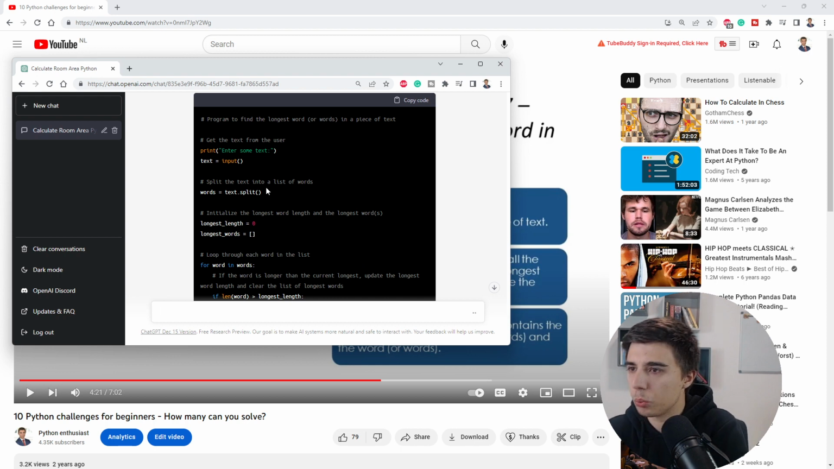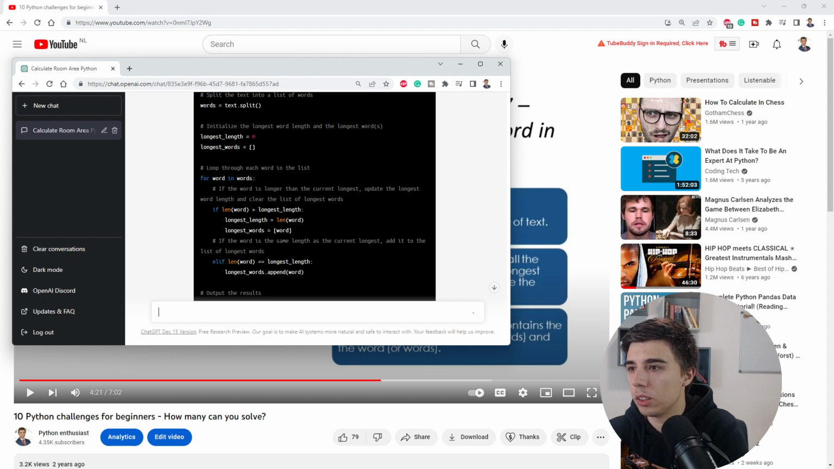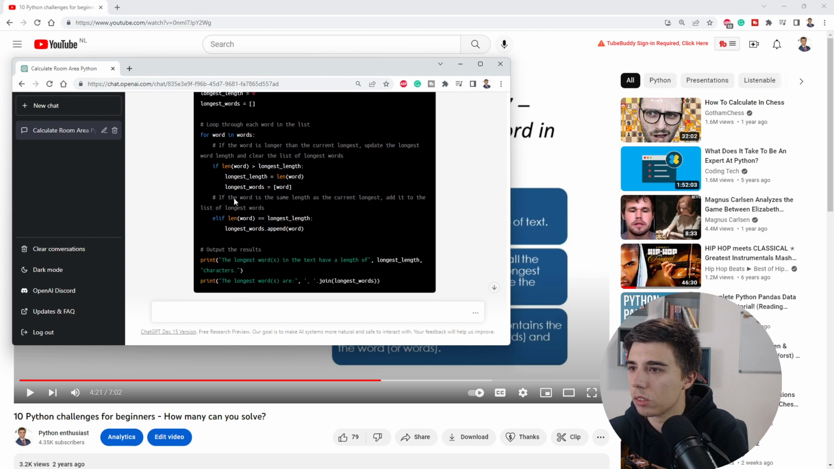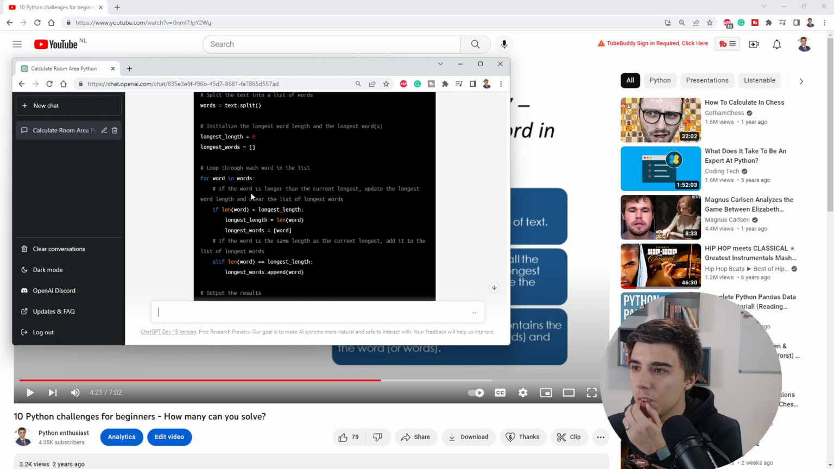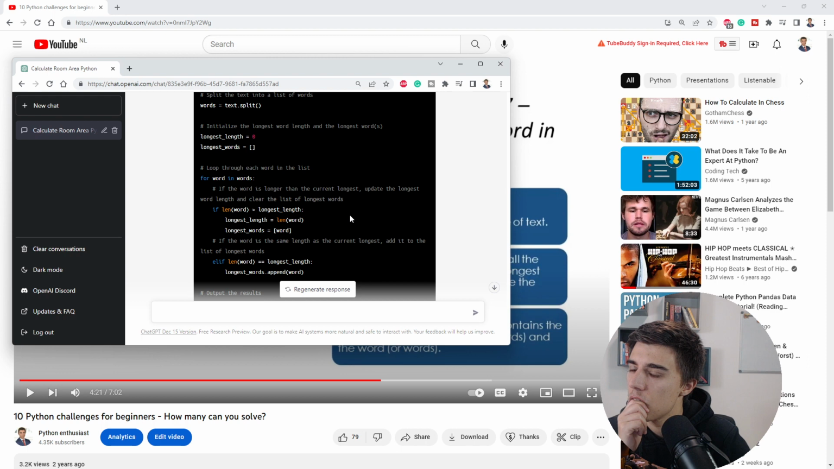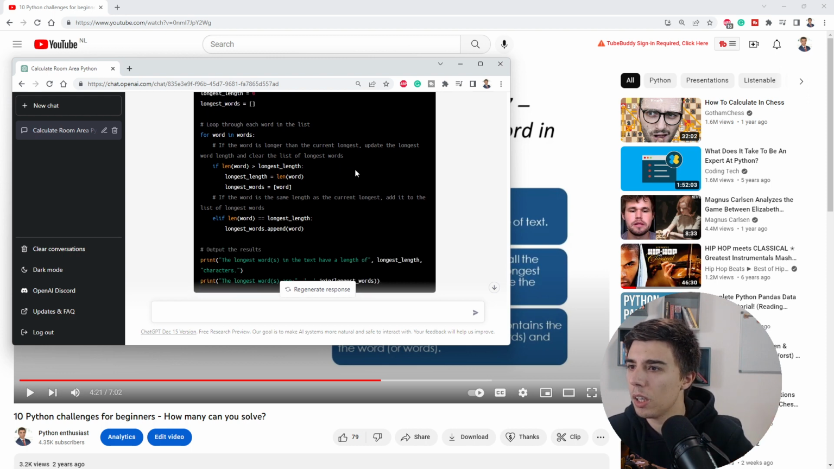So it splits the text into a list of words. Longest word, so it starts at zero, and then it adds. If the word is longer than the current longest, update the longest and clear the list. Okay. So the logic here is quite nice. Of course, I think I probably would have done exactly the same way. So this makes sense. You're basically checking each word, and if the word that you're checking is the longest, add it in the list of longest words. If not, but if it is the same length, add it to the list. So if the length of the word is exactly the same as the longest.